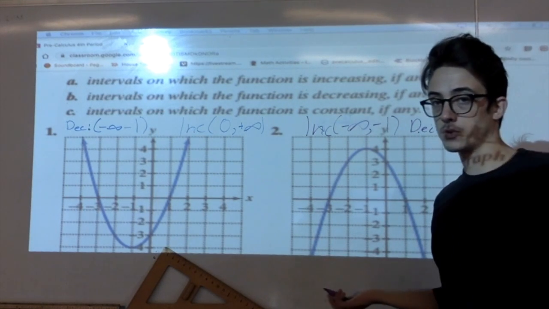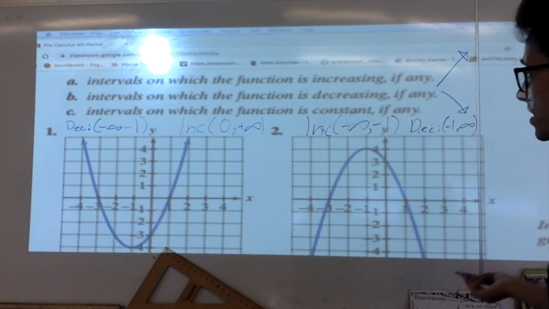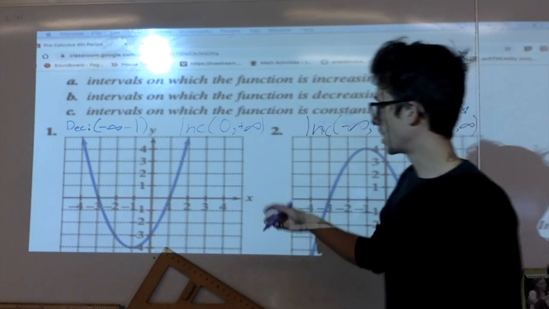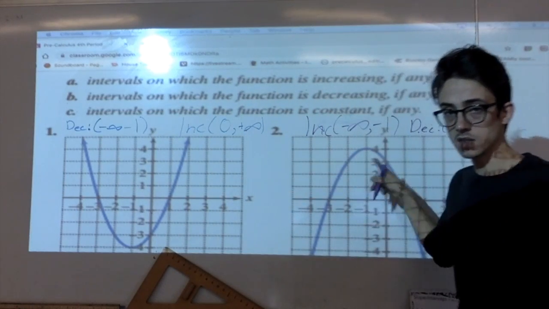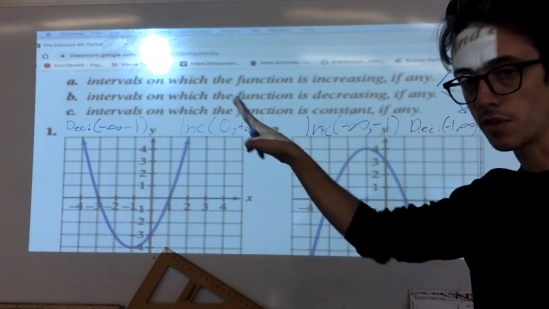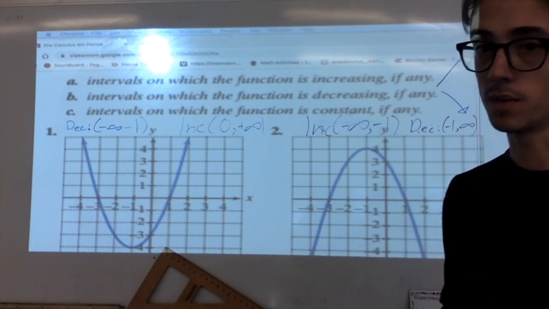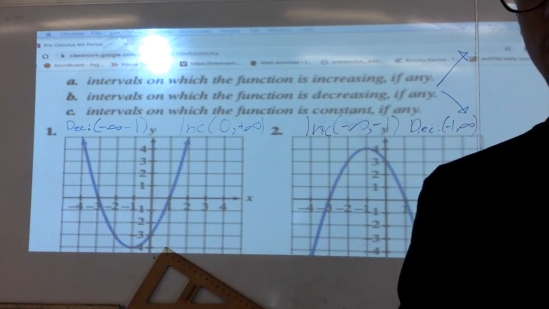So this is really visual, honestly. As far as constant markings, there's none. So there's no constants in here. So you can really just say it's increasing from there to there, decreasing from there to there, wherever it may be. Let's see what else we got.